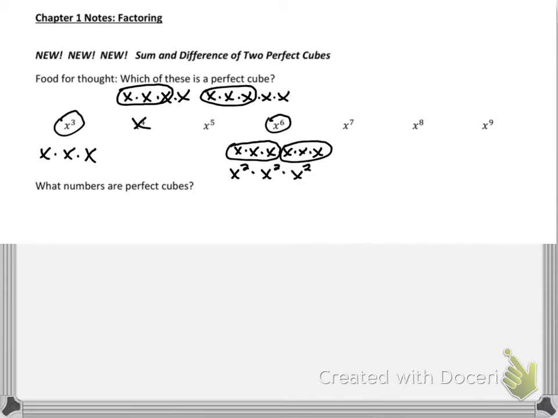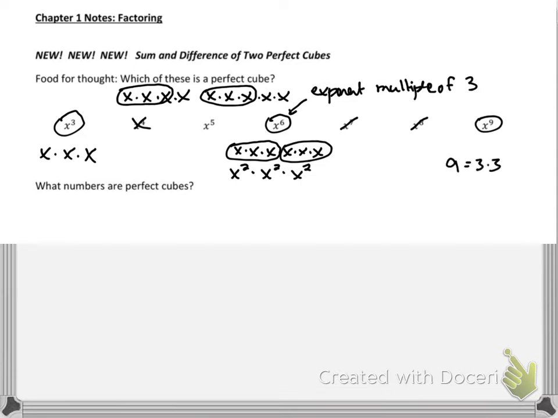So anytime your exponent is a multiple of 3, then your term is going to be a perfect cube. So again, x to the 7th would not be, x to the 8th would not be, but x to the 9th would be, because 9, of course, is 3 times 3.